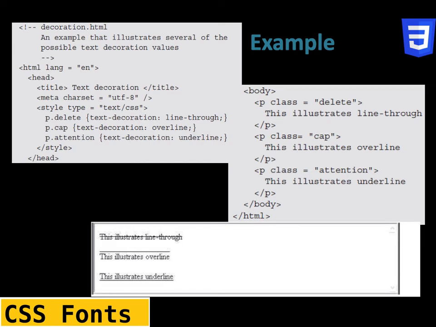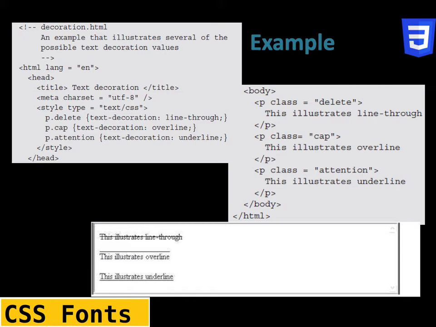One comment is there, decoration.html, an example that illustrates several of the possible text decoration values. Then html lang equal to en. You can specify the language of your HTML code, in which language the page should appear. Here by default, en is the language name. Suppose you need to display in French, fr is the code name. Then regional languages also have some language names. Then followed by html, a head tag, title tag, meta tag, style, etc. specified, and body tag is also there.